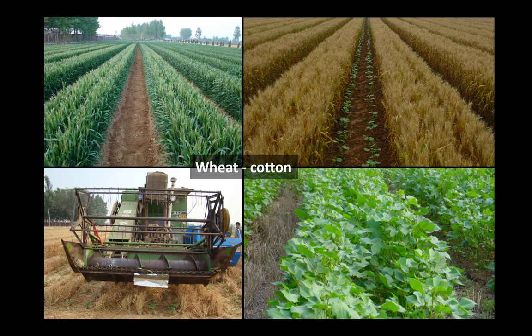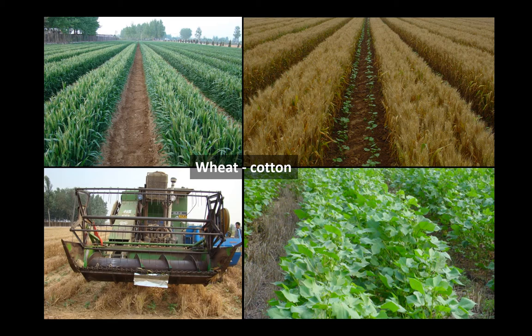This is a relay system, and these four pictures that you can see here are four different stages of this particular intercrop. So on the top left, you can see the strips of wheat growing, flowering already, and the strips where the cotton is supposed to be are still empty. Then on the top right, you can see the situation after cotton has been sown, the wheat is maturing, and the cotton plants are growing.